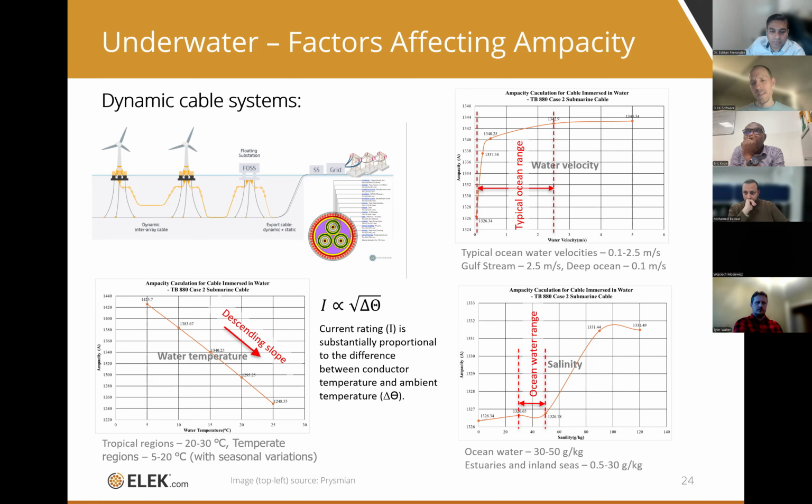Then on the right-hand side, you have other factors which have less of an effect. Water velocity, you might want to consider still water, or if there's some continuous current that you can consider. This has a low to moderate effect on the current rating. And then bottom right-hand corner, salinity.